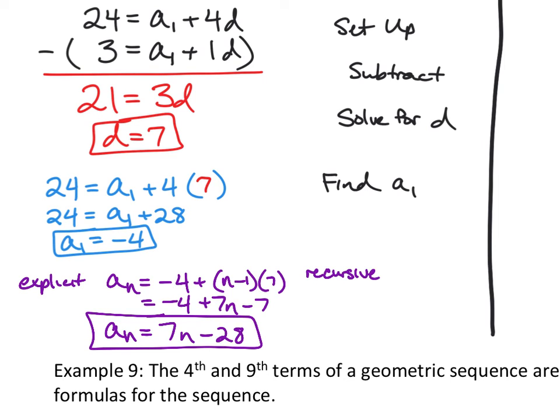For the recursive formula, we need two parts. We just need to list out the first term, and then we need to say that any term after that is just taking the previous term and adding 7, given that n is greater than or equal to 2.